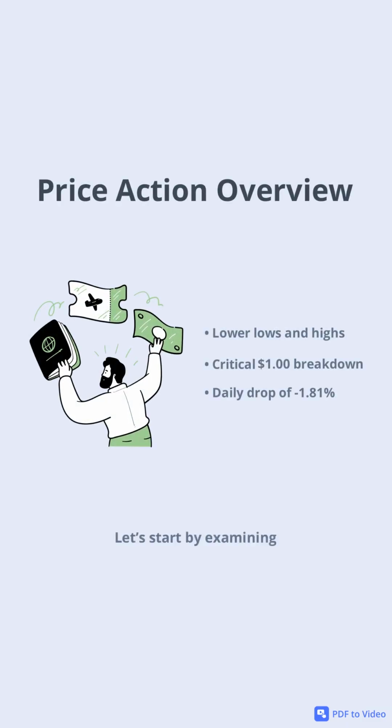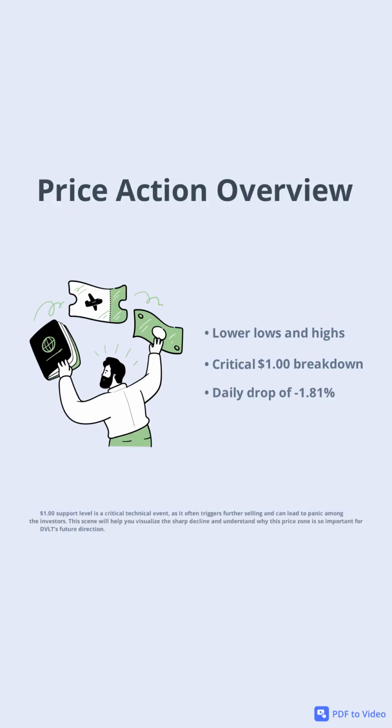Let's start by examining DVLT's recent price action. Since peaking above $4 in late October, the stock has been on a relentless downtrend, making lower lows and lower highs. The most recent close at 0.954 represents a daily drop of about minus 1.81%. Breaking below the $1 support level is a critical technical event, as it often triggers further selling and can lead to panic among investors. This scene will help you visualize the sharp decline and understand why this price zone is so important for DVLT's future direction.